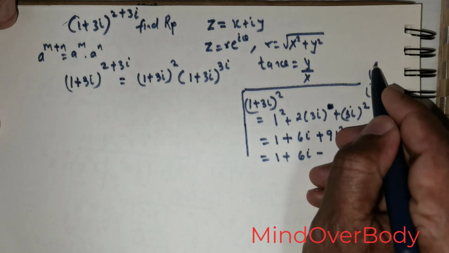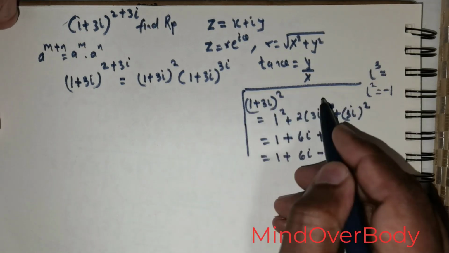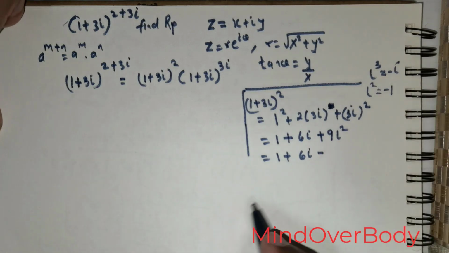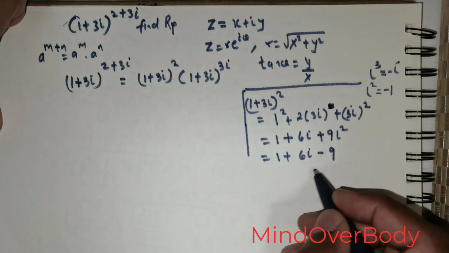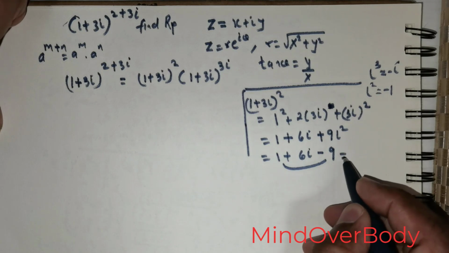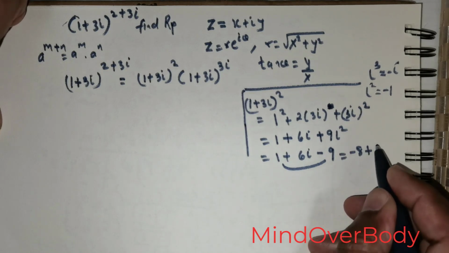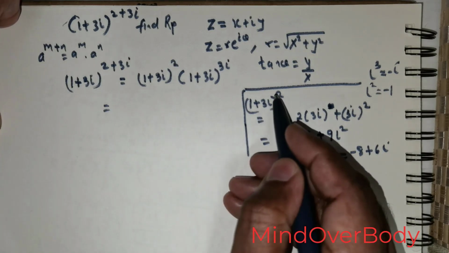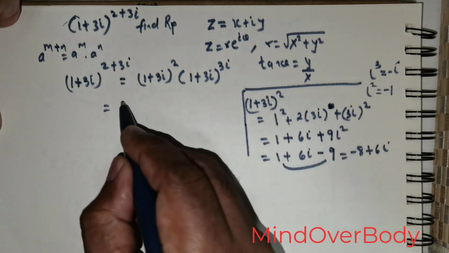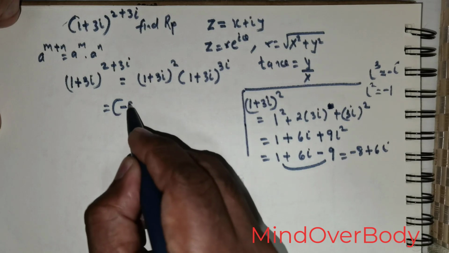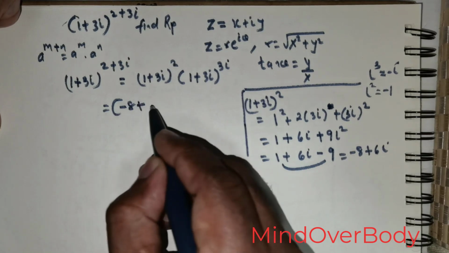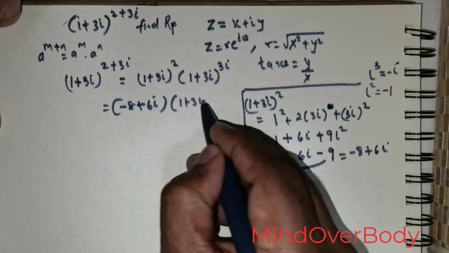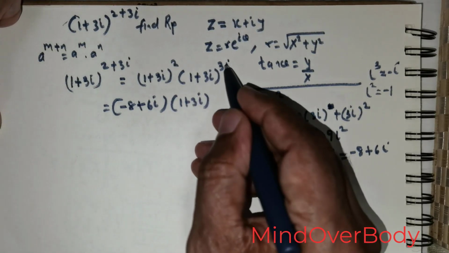It is also important to know the value of i cubed, as we are going to encounter i cubed. i cubed is going to be negative i. So this is going to be negative 9. Now 1 added with negative 9 would give me negative 8, followed by 6i. So this is the value of (1 + 3i) raised to the power 2, and I'm going to place that here: (-8 + 6i) multiplied with (1 + 3i) raised to the power of 3i.